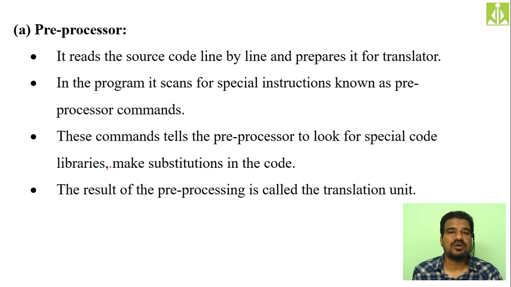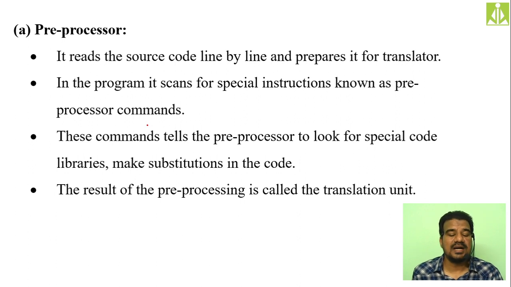Okay, so the preprocessor will scan the entire program and look for these preprocessor commands. These are special types of commands that tell the preprocessor to look for special code libraries and make substitutions in the code. I mean, by reading these preprocessor commands, the preprocessor is told to include some special files, special header files, into our program. So the preprocessor replaces the preprocessor commands with suitable library files.